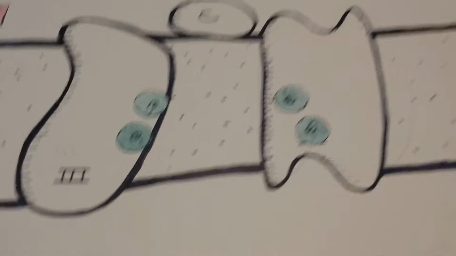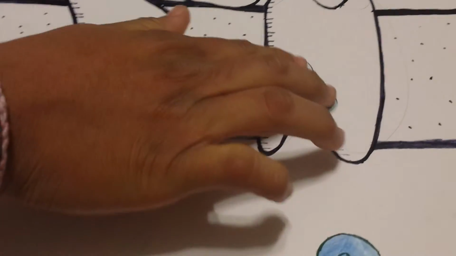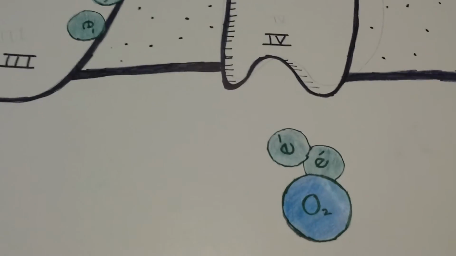During aerobic respiration, the last carrier protein transfers a pair of electrons to oxygen at the end of the electron transport chain, and water is formed.